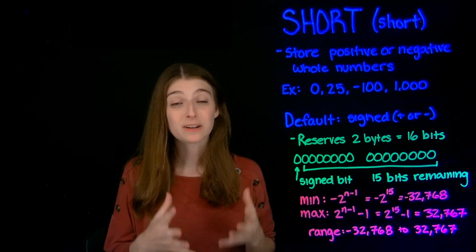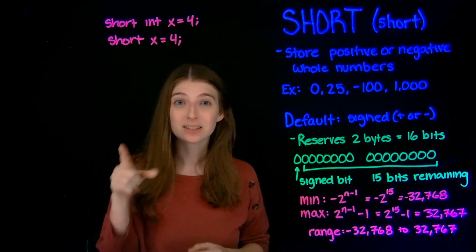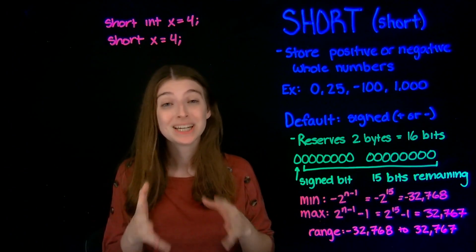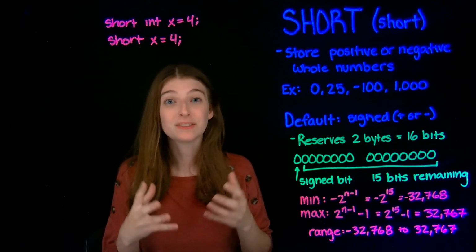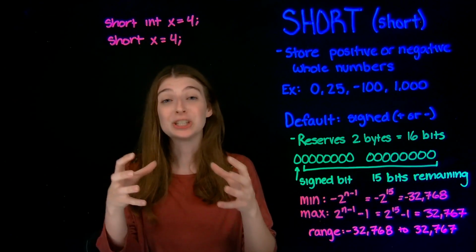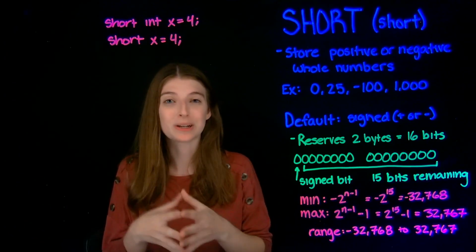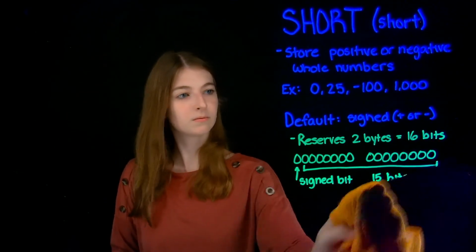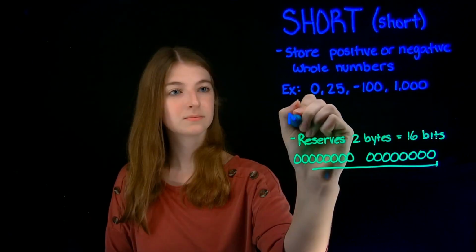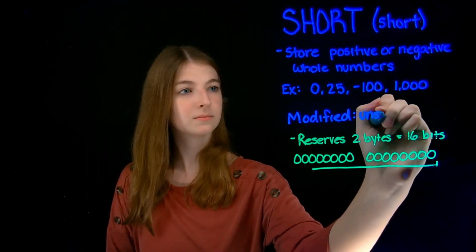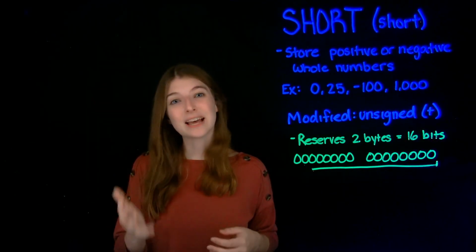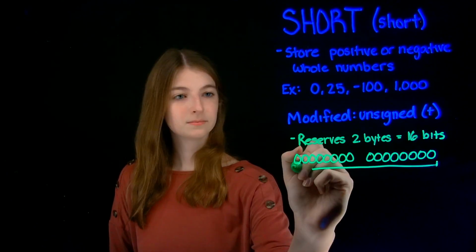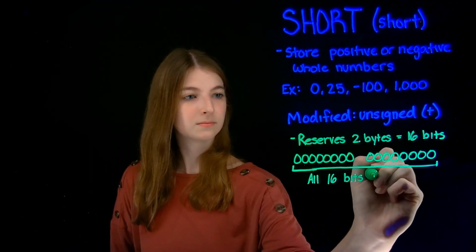So to write a variable of type short, you can do it one of two ways. Short int variable equals value, or just short variable equals value. Again, short is a modification of the integer data type. So we're saying a shorter version of integer. That's why it's a short int. And just like integers, shorts can be unsigned as well, meaning they only store positive numbers. They still reserve 2 bytes of memory, which is 16 bits, but now that leftmost bit is not dedicated to holding the sign of the value anymore, leaving all 16 bits available to store the actual number.